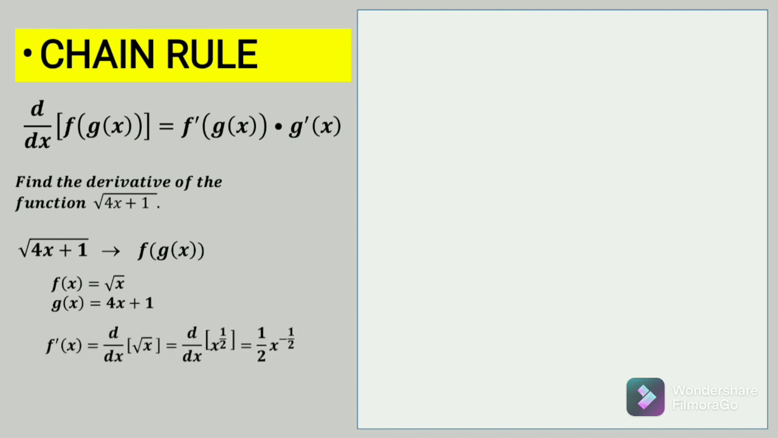So f prime of x is equal to the derivative of square root of x, which can be written as x to the power of 1 over 2, and the derivative of x to the power of 1 over 2 is 1/2 times x to the power of negative 1/2. So g prime of x is equal to the derivative of g of x, which is 4x plus 1. The derivative of 4x is 4, and the derivative of 1, which is a constant, is 0. So 4 plus 0 is 4.